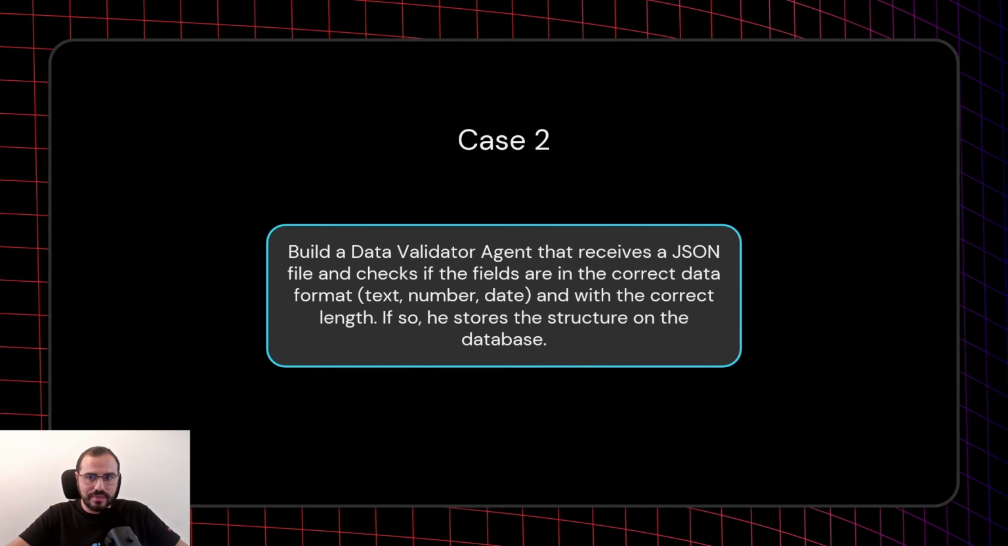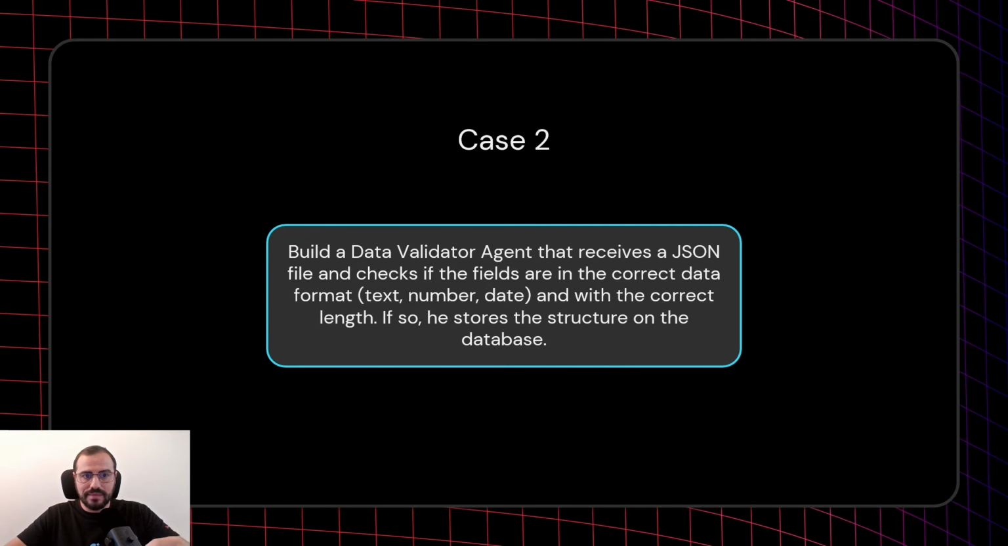Now let's look into the second case. I want to build a data validator agent that receives a JSON and checks if the fields on that JSON have the correct data format. For example, if it is a text, whether it has a length below 500 characters. And if the validation of that data went well, it stores that result, the JSON, in a database. Is this an AI use case or not?